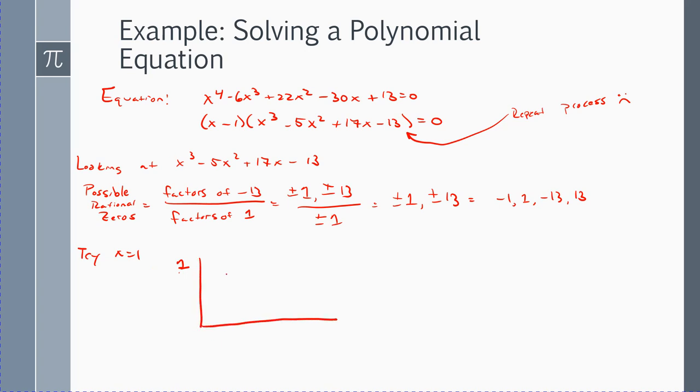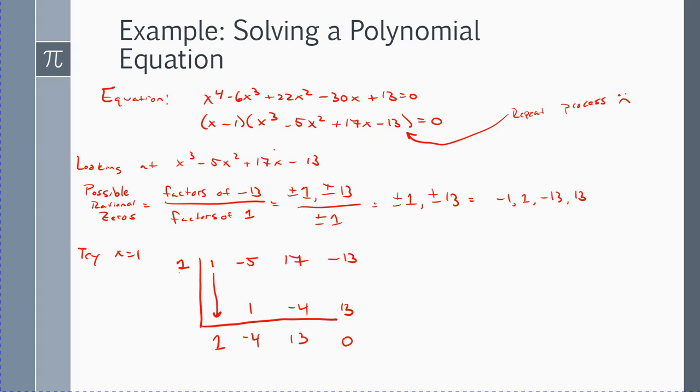So bring down the coefficients. 1, minus 5, 17, minus 13. So 1 times 1 is 1. Minus 5 plus 1 gets me minus 4. Yeah, it's going to work out. 1 times minus 4 gets me minus 4. 17 minus 4 gets me 13. 1 times 13 is 13. Done. So we have a remainder of 0 here.